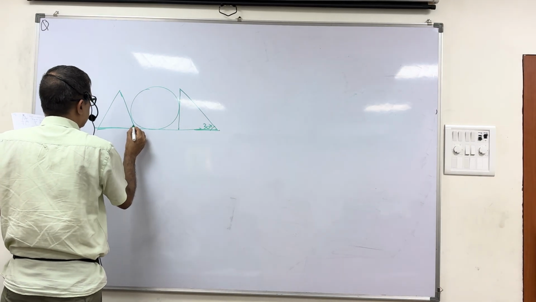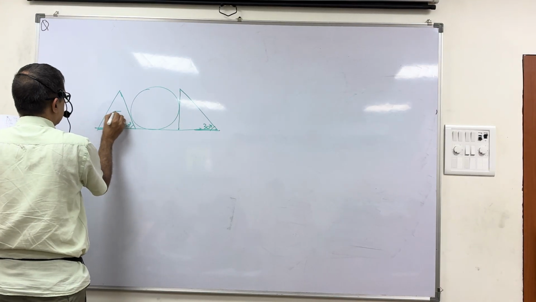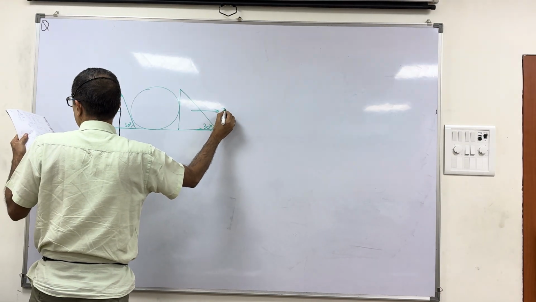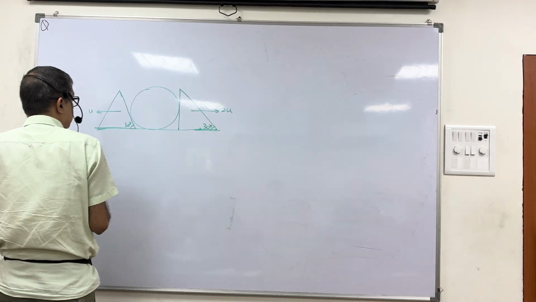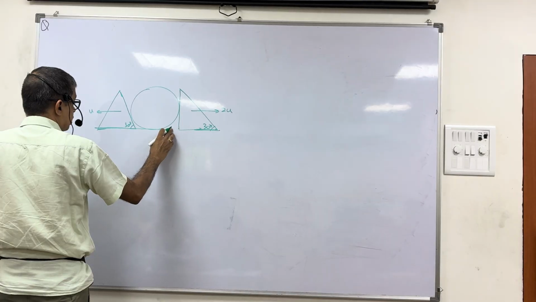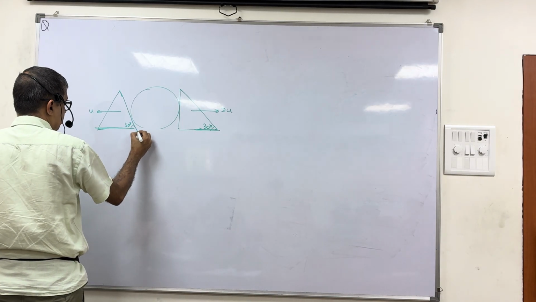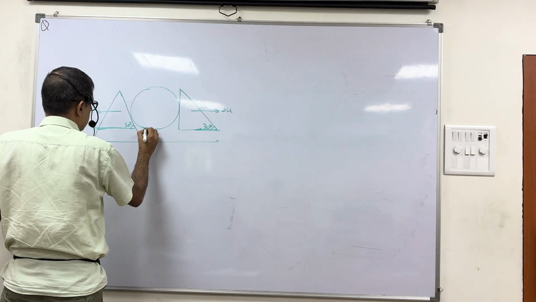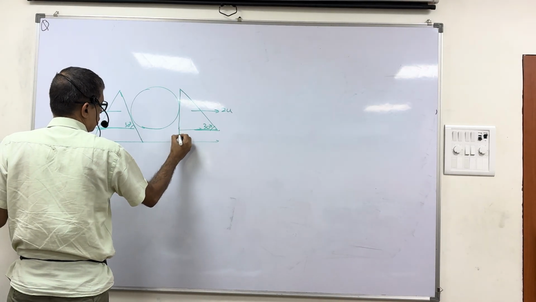This is 30 degree. This is 30 degree. This is moving to the left with the velocity of u. This is moving from the left to the right with the velocity 2u. Now I am interested to know the velocity of the cylinder kept here in contact with these two.